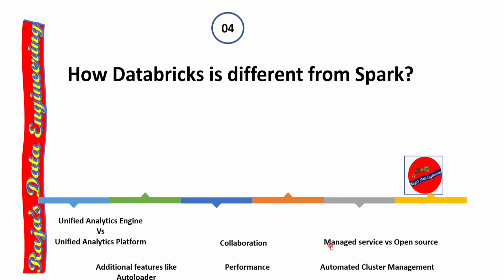And the next point, Databricks is a managed service. Spark is open source. In Databricks, the cluster management is automated, but Spark is not automated. We need to deploy a separate team for cluster management. Also in Databricks, we have many additional features like Auto Loader. In open source Spark, in order to display the output, we have to use the show command. But in Databricks, along with show, we can also use display. There are different additional functionalities given by Databricks. These are the major differences between Databricks and Spark.